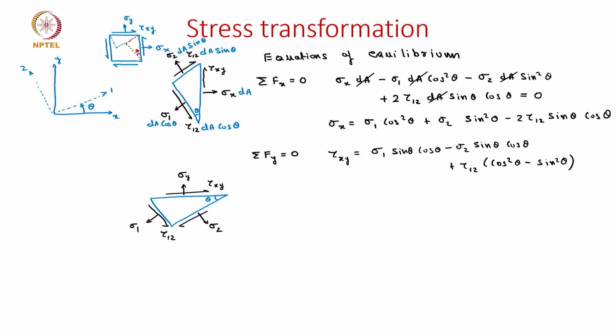Like we did previously, we can now multiply all of these stresses with the corresponding cross section areas, and then when we apply the summation of forces in the y direction going to 0, that should give us the relation for sigma y, which is sigma y equals sigma 1 sin square theta plus sigma 2 cos square theta plus 2 times tau 12 sin theta cos theta.